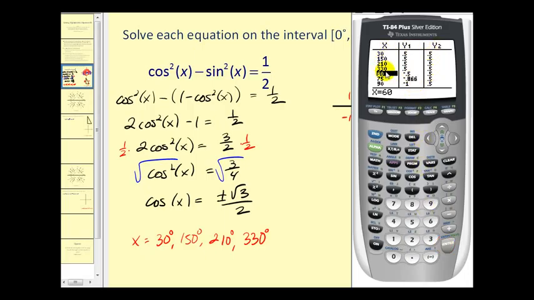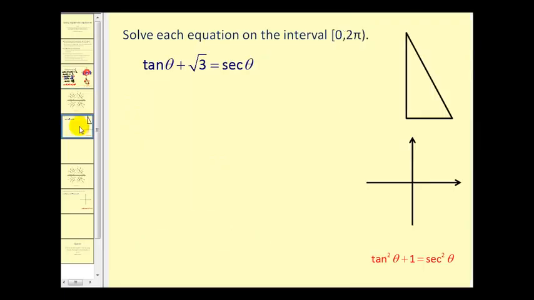Let's go ahead and try another problem. Now for this problem there's no obvious substitution. However, this should remind us of the identity tan squared theta plus 1 equals secant squared theta. So what we can do here is actually square both sides of the equation, and when we do that we will obtain a tan squared theta and also a secant squared theta, and then we can use this identity to perform a substitution. So let's go ahead and try that.